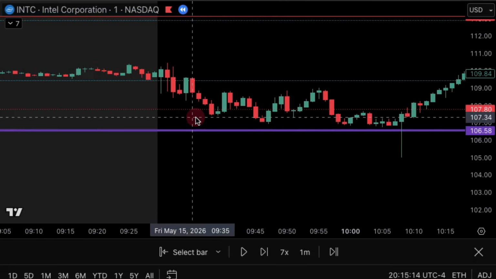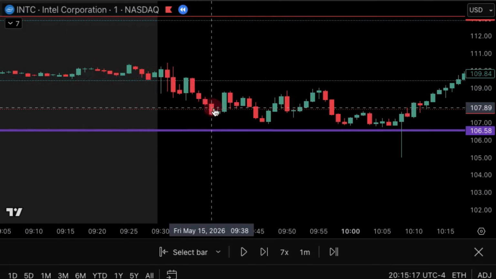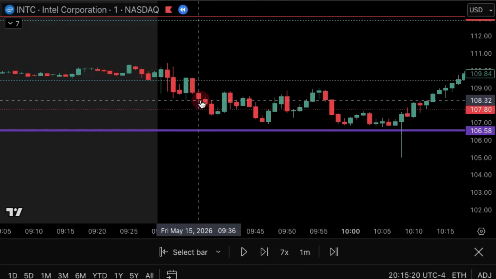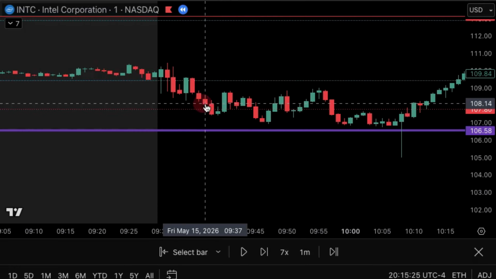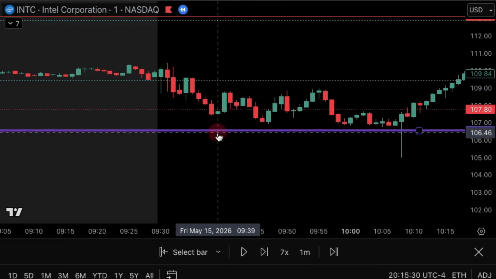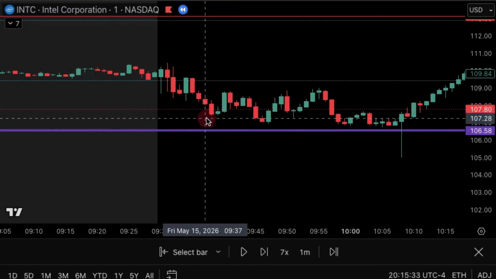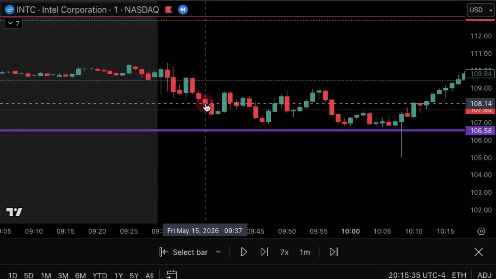So what I ended up doing was this dump right here. I entered in the middle of one of these red candles here. I entered around here, which, as you can tell, is kind of in the middle of this range here, this pre-market low, and then this major level of around 106 that I have marked out. So I entered around here, so terrible entry.